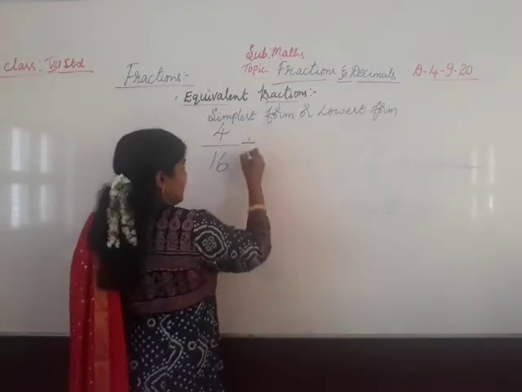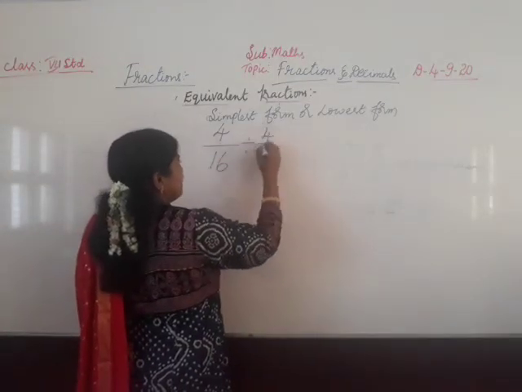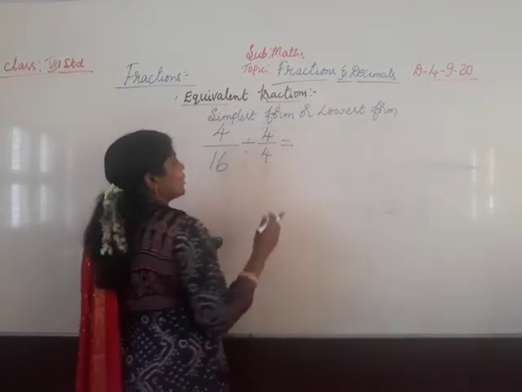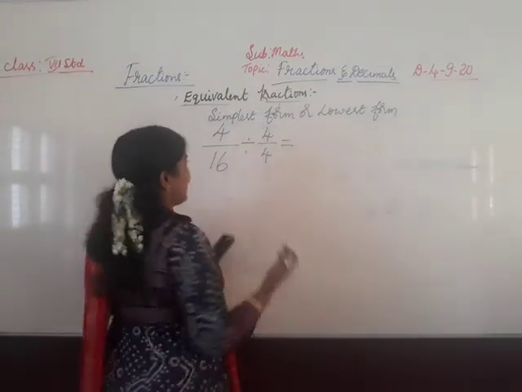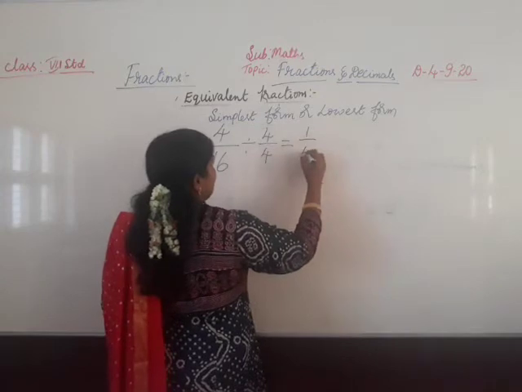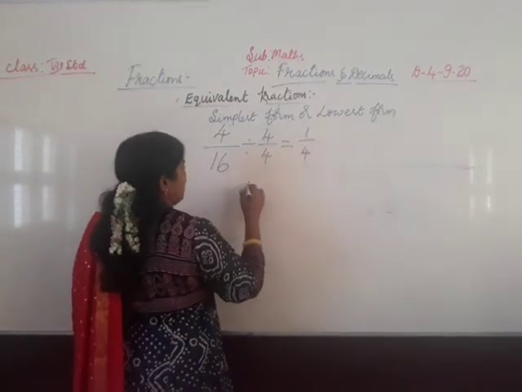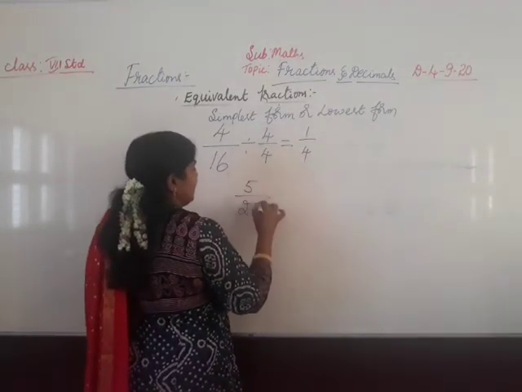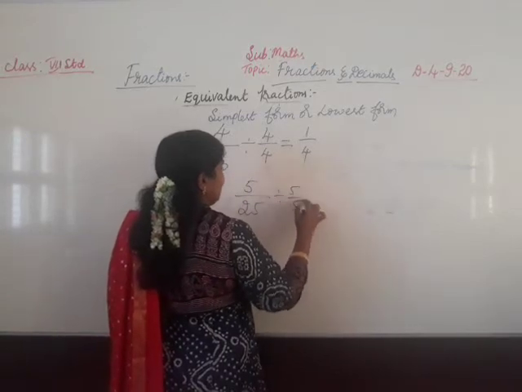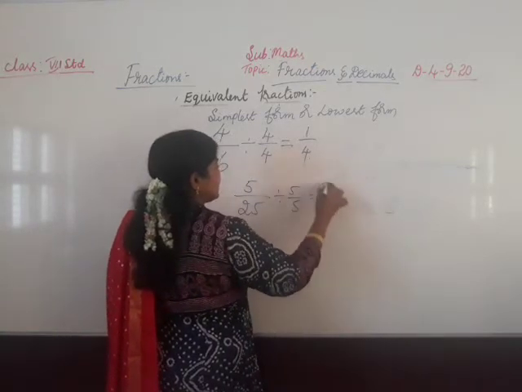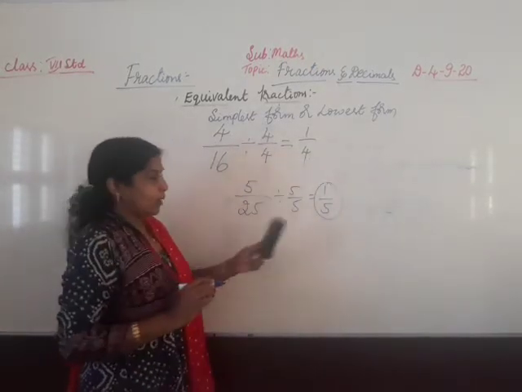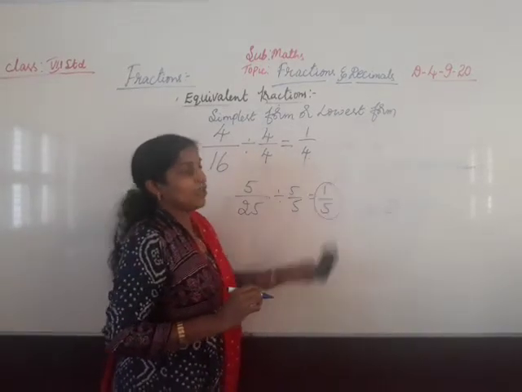We have to divide both the numerator and denominator by the same number. Either you can start by 2 also or directly from 4. 4 ones are 4, 4 4s are 16. So 1 by 4 is the simplest form of it. If I take 5 by 25 divided by 5, 5 ones are 5, 5 5s are 25. So 1 by 5 is the simplest form. After this we cannot simplify.